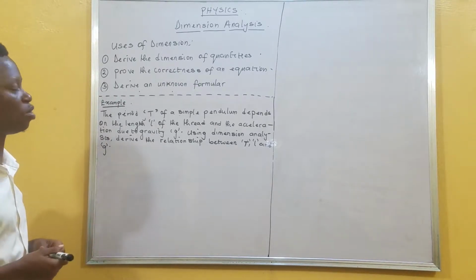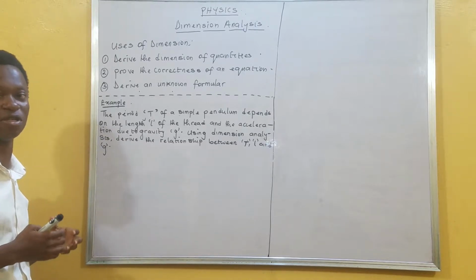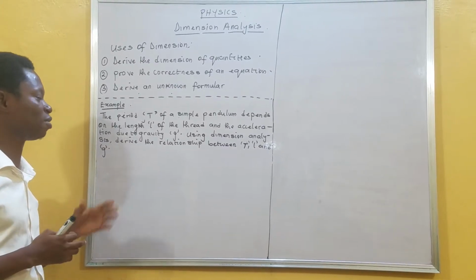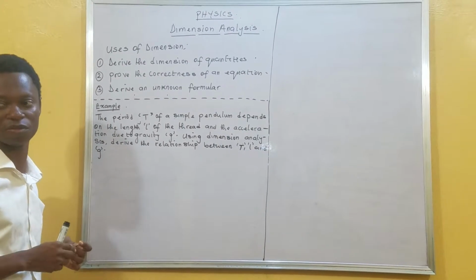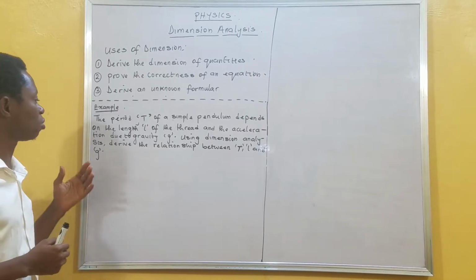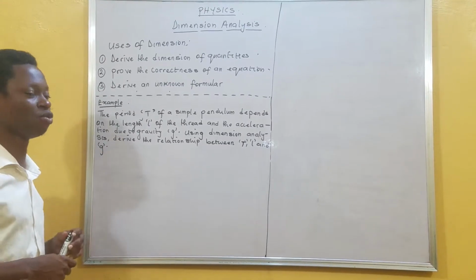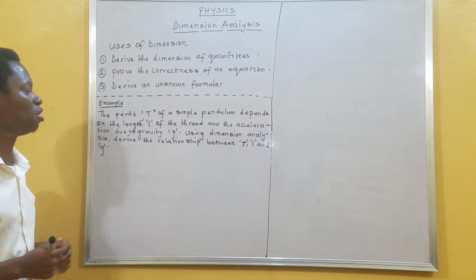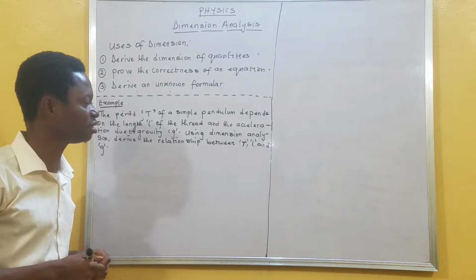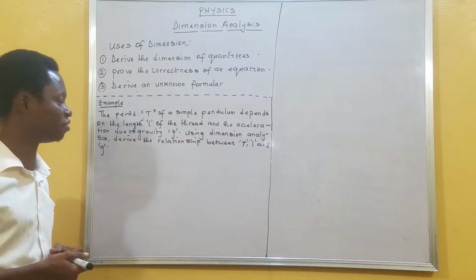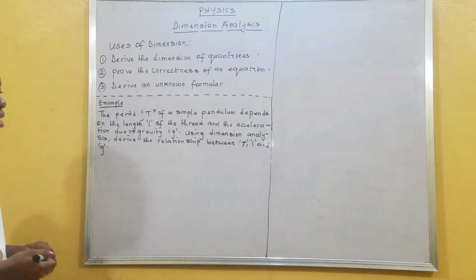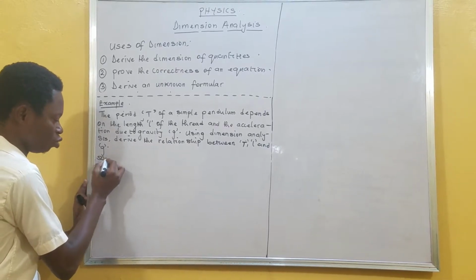Many a times we have questions in physics where we don't even know the right formula to apply. Dimension analysis can come in to assist in this case, and we will use this simple example to explain that. Let's consider the case of a simple pendulum, in which the period T of a simple pendulum depends on the length L of the thread and the acceleration due to gravity g. Using dimension analysis, derive the relationship between T, L, and g. Let's quickly look at the solution here.